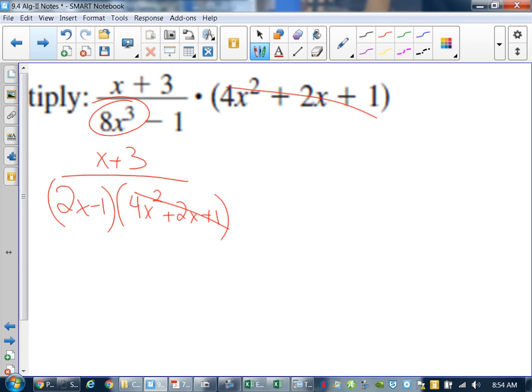Wait, how did you get the 4x squared plus 6? Sums and differences of cubes. That comes back. This comes back significantly often.